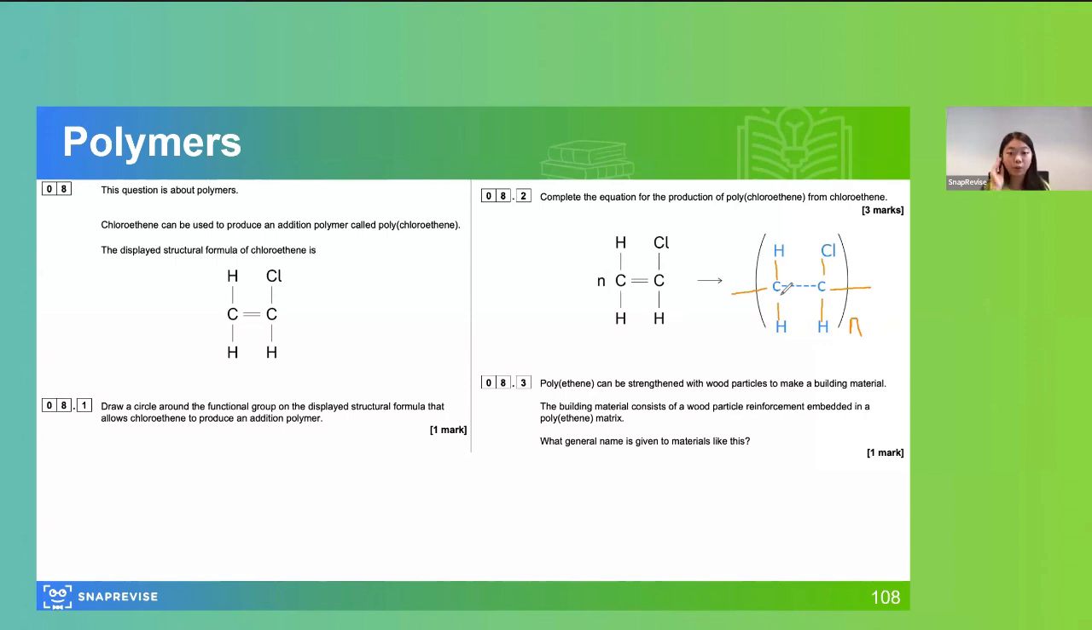Remember, these are the things you have to draw. You have to get this to get all 3 marks. Do not risk losing marks just because you forget to draw the lines outside of the bracket or forgetting to draw the N on the side. Just remember that. Okay, this is great.